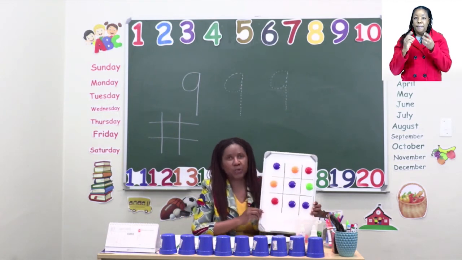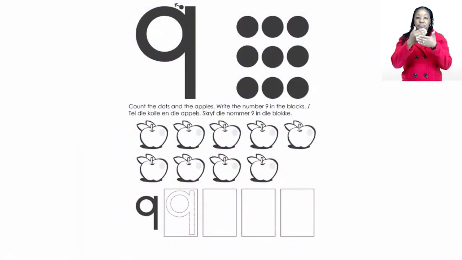Now let's go back to our booklets. We would like you to count again the number of apples on booklet page 3. Let's count the number of apples that are on the booklet page 3. Let's count together and please point to the number as we count. 1, 2, 3, 4, 5, 6, 7, 8, 9. There are 9 apples on page 3 of our booklet.